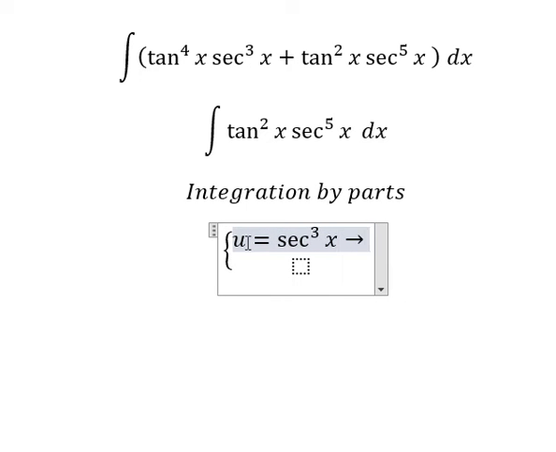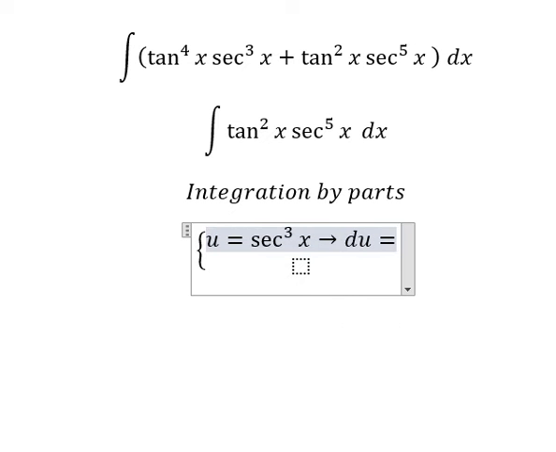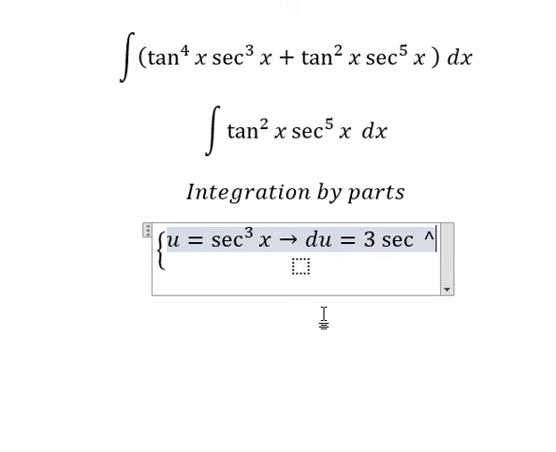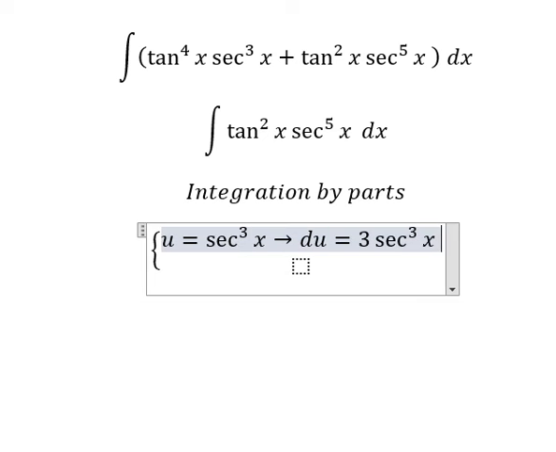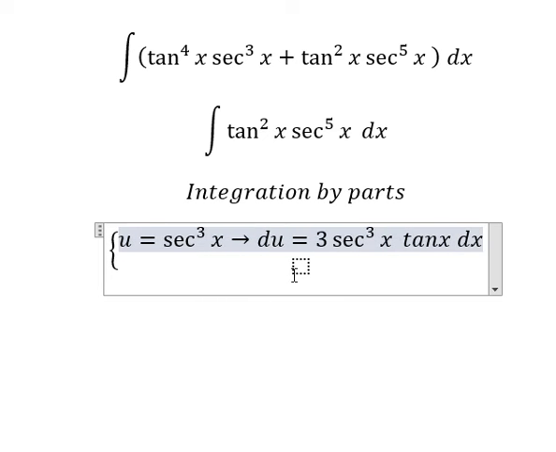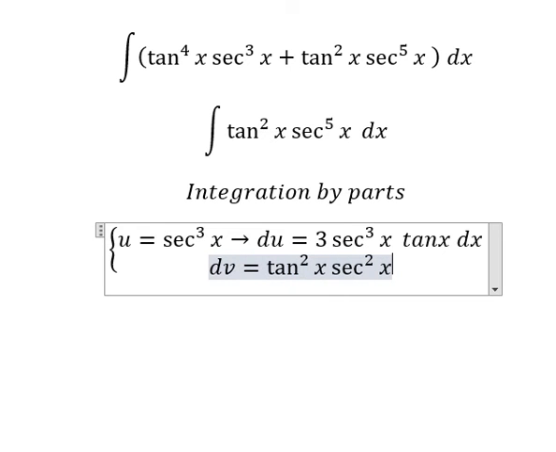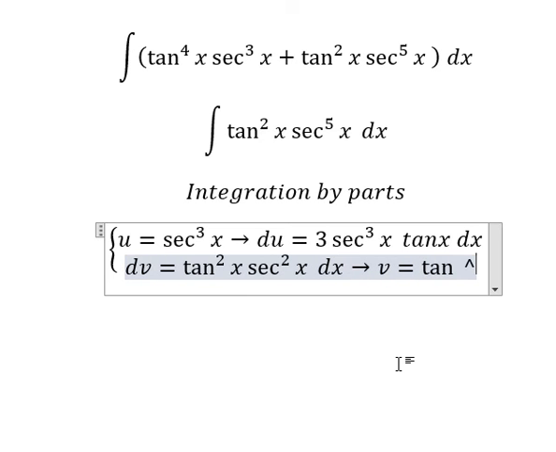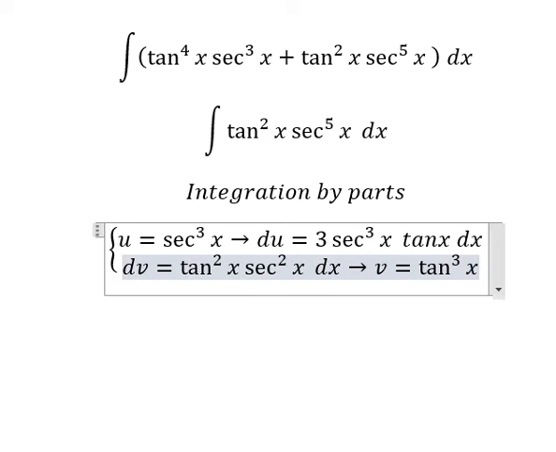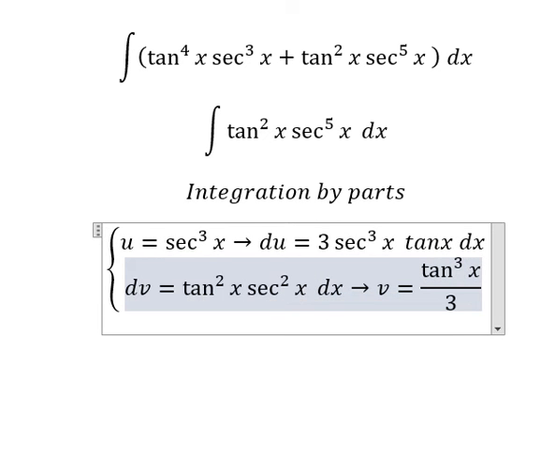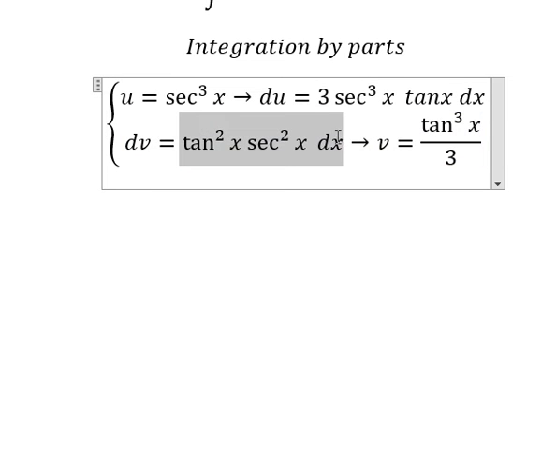So if we first do the derivative of this one, we have u equal to 3 secant of s to the power of 3s tan s ds. For dv, I will concentrate on tan s squared secant of s squared. So the integration of this one, we have v equal to tan s to the power of 3s over 3. So how can I do this one?